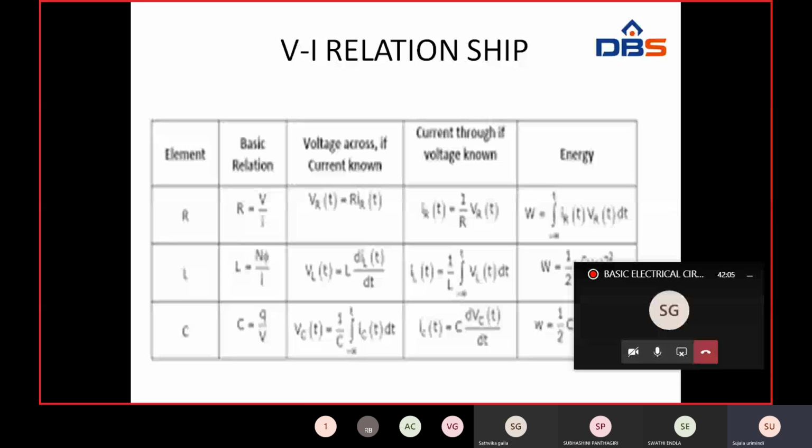So we observe that for resistance, V is equal to IR and I is equal to V by R. For inductance, V is equal to L di by dt and I is equal to 1 by L integral of V dt. For capacitance, the voltage relationship is 1 by C integral of I dt, and the current relationship is C dV by dt. But the resistor does not store any energy.